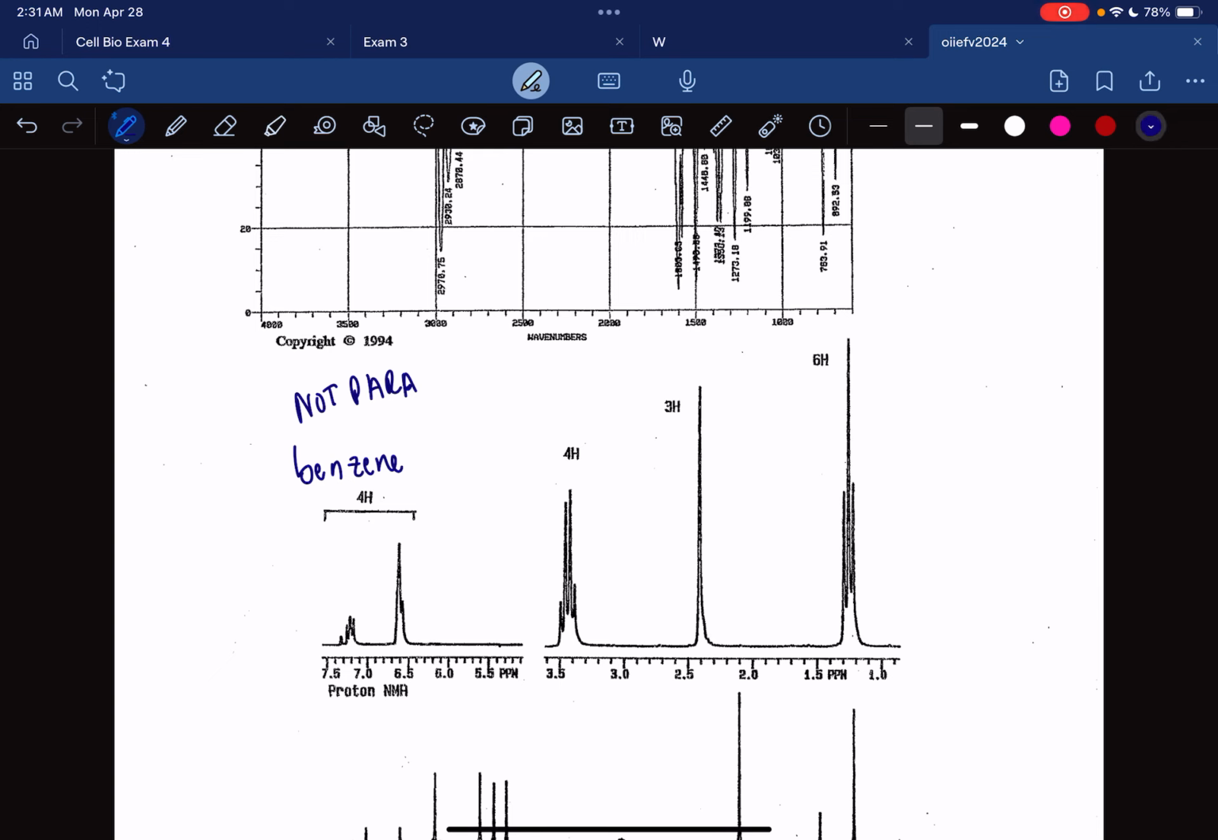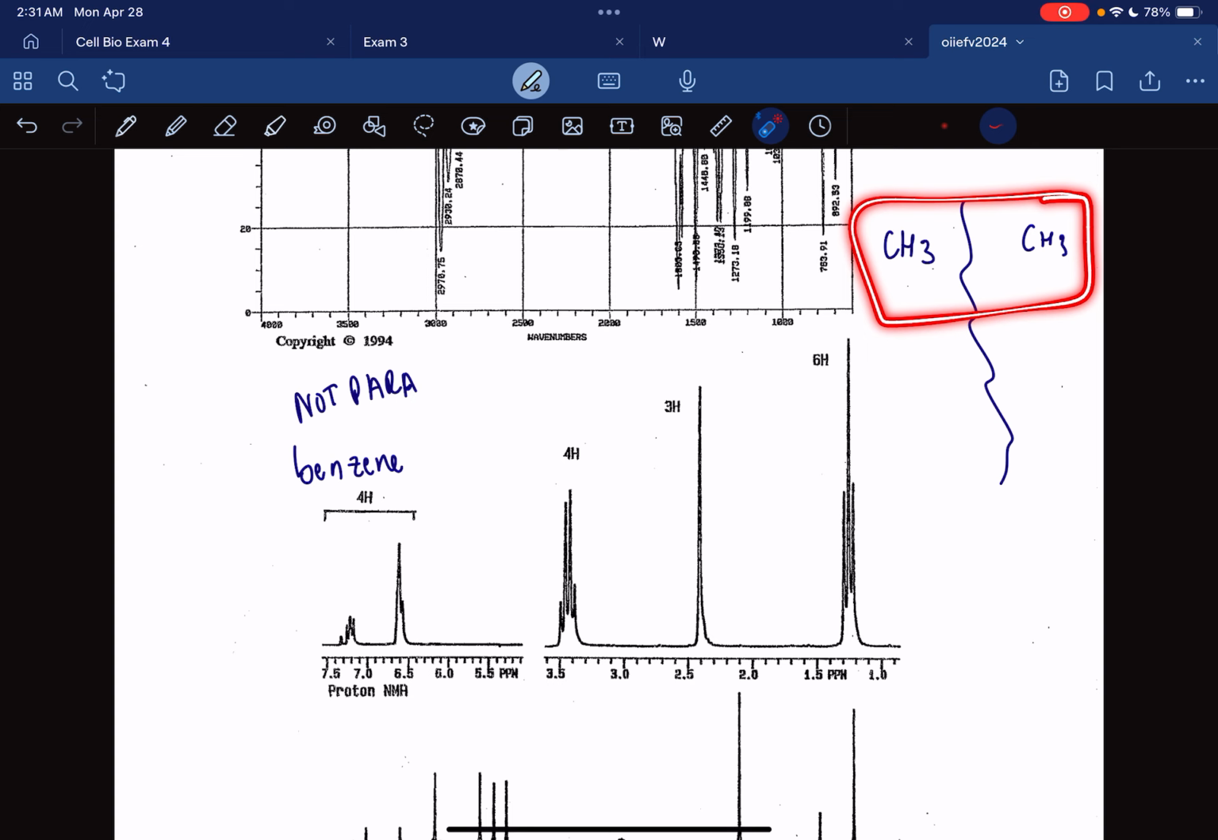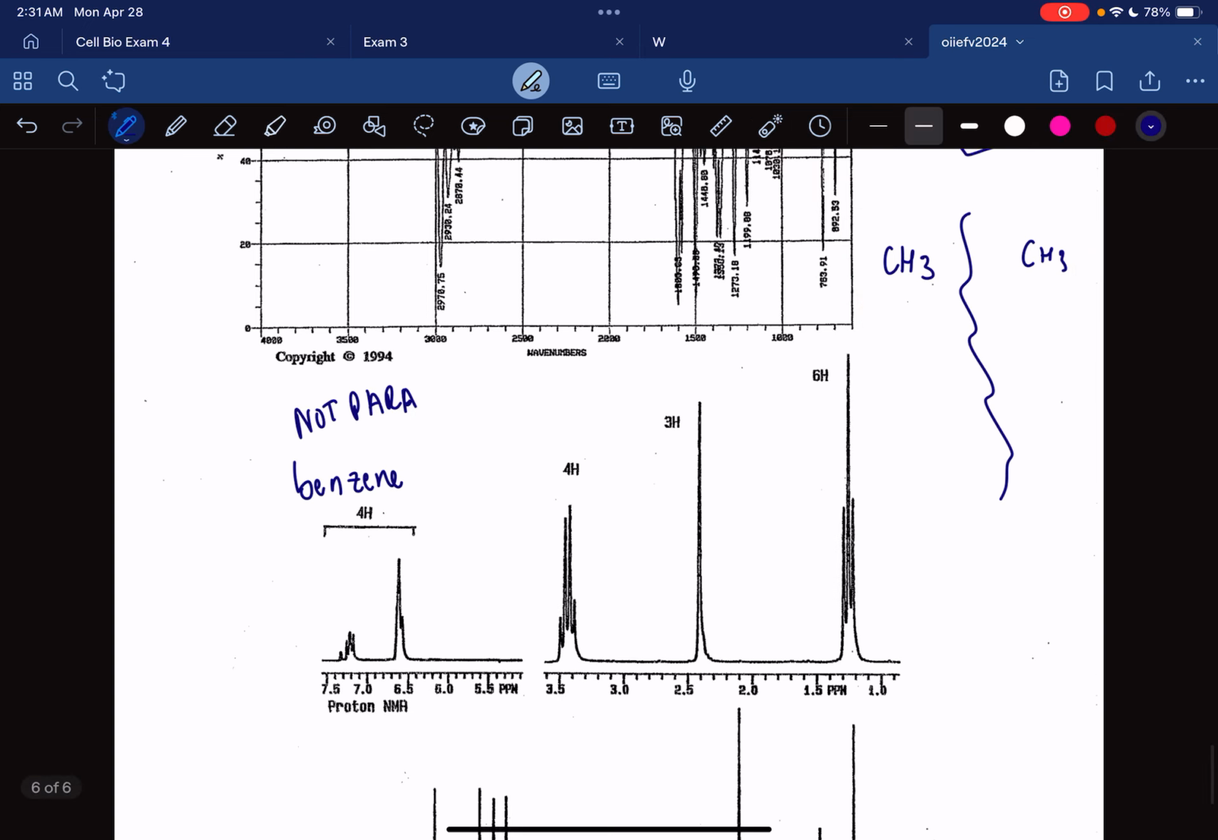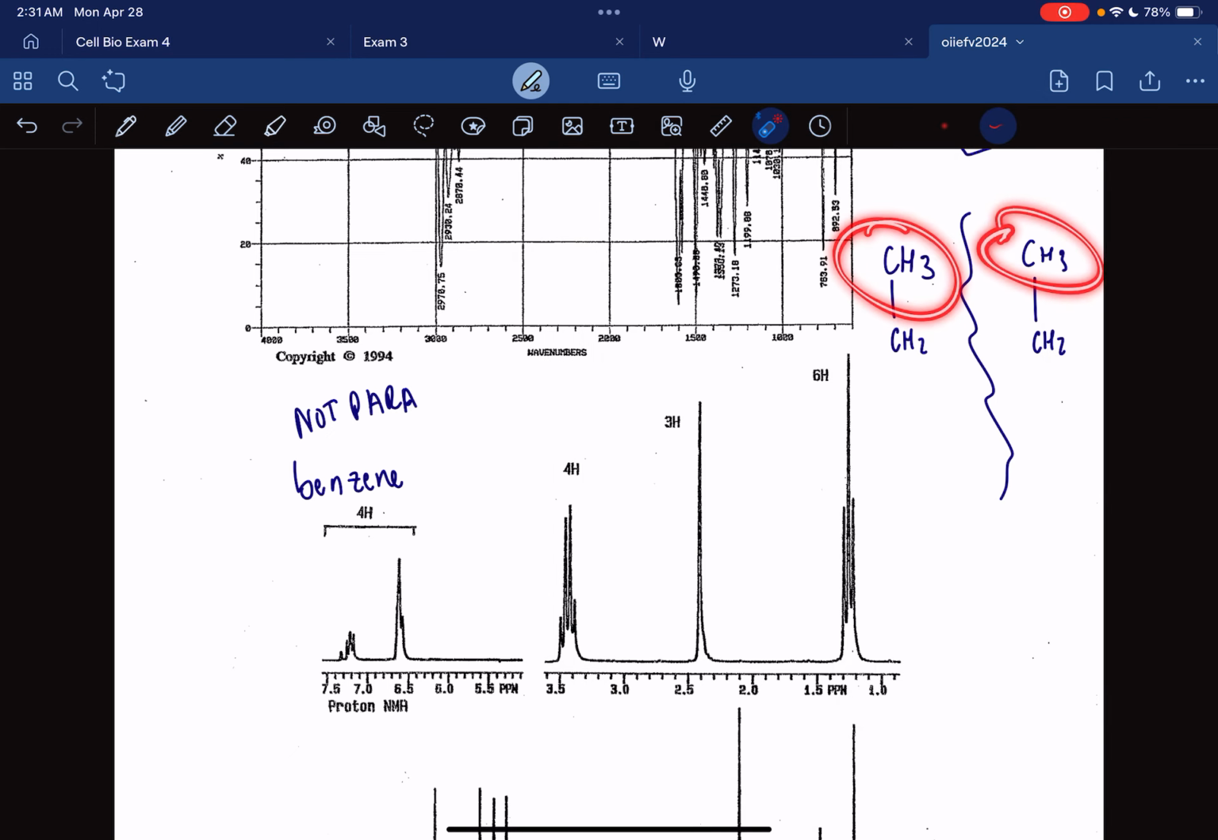So what are some other possibilities? We could also have CH3 in a symmetrical molecule. So if it was symmetrical, then this and this would give off the same exact peak. So that's the only logical explanation. So this must be bonded to CH2, and this must be bonded to CH2. The only way these can give the same signal is if they're bonded to the same things in a perfectly symmetrical pattern.